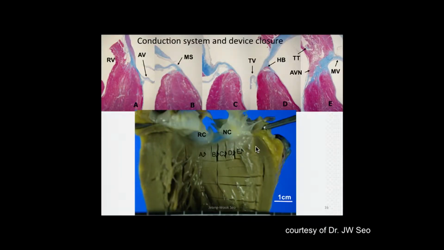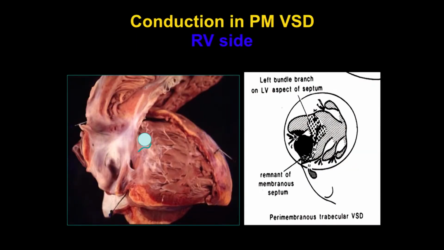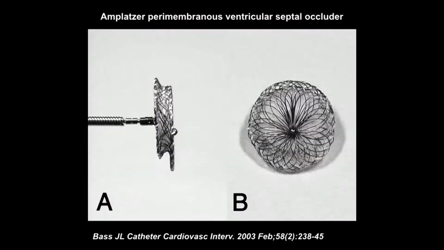This is a slide from Dr. Jung Seo. It's the LV side, right coronary cusp, non-coronary cusp, and the membranous septum. He dissected sections A, B, C, D, E, and we can see the His bundle on D. D means the posterior inferior side of the membranous septum. So this is the membranous septum, and the His bundle course is along the posterior inferior side of the membranous septum.